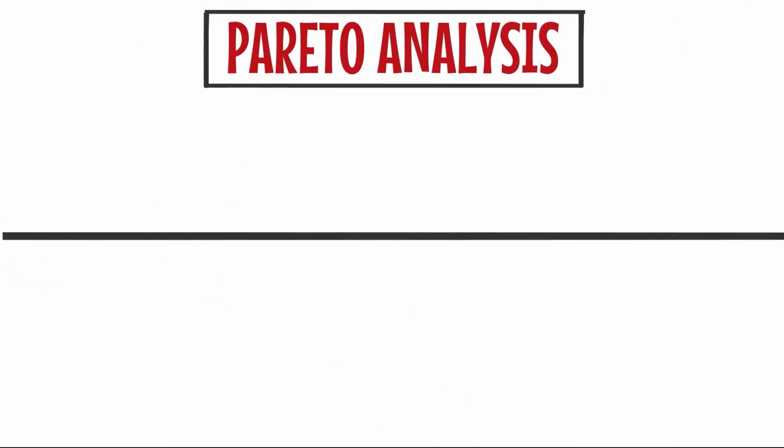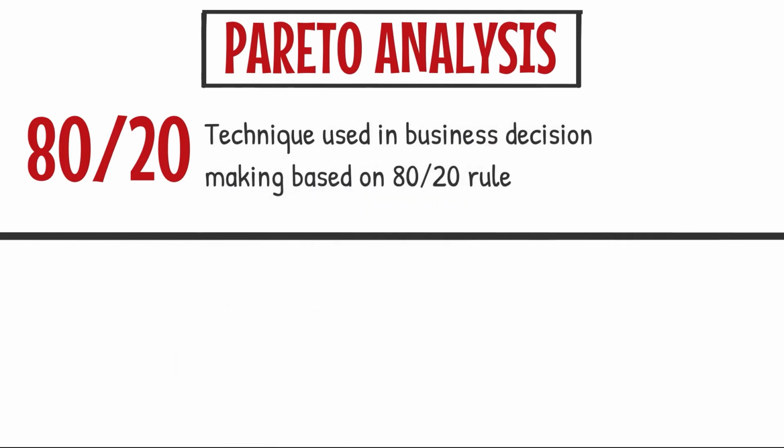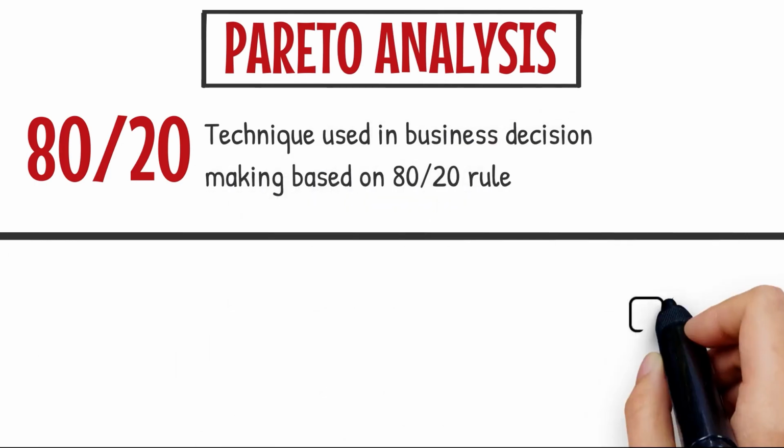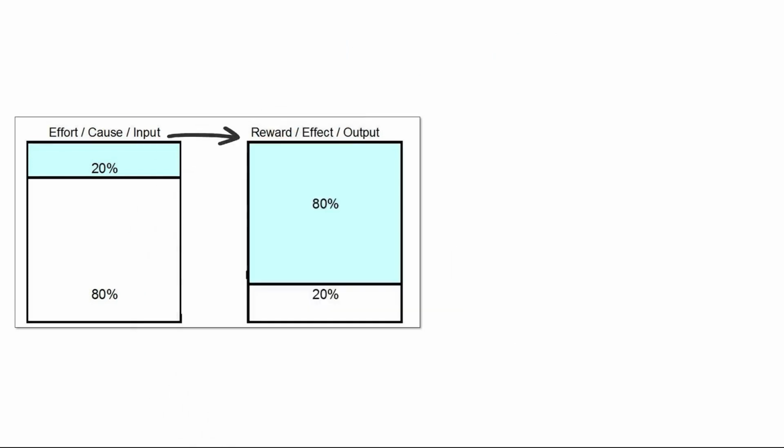Pareto analysis is a technique used in business decision making based on the 80-20 rule. This technique helps to identify and separate the vital few from the trivial many. In most business operations, it is observed that 80% of the reward or output comes from 20% of the effort or input. This 20% of effort or input is called the vital few. Identifying these in a business is very important.